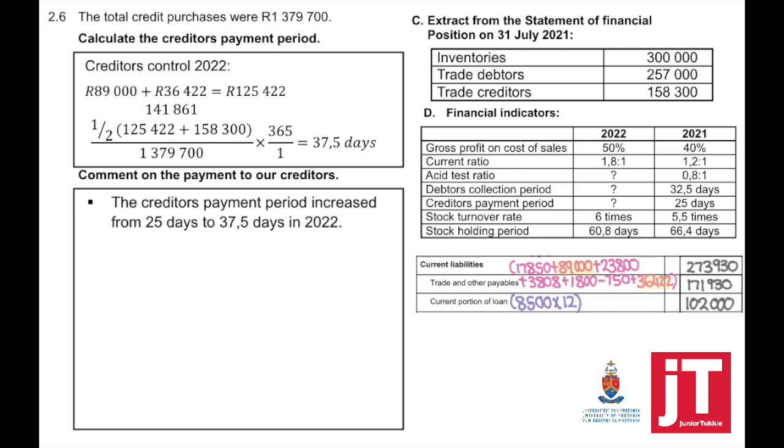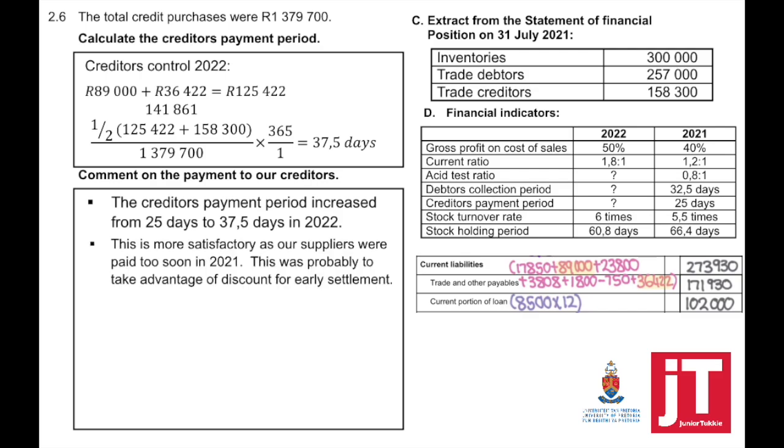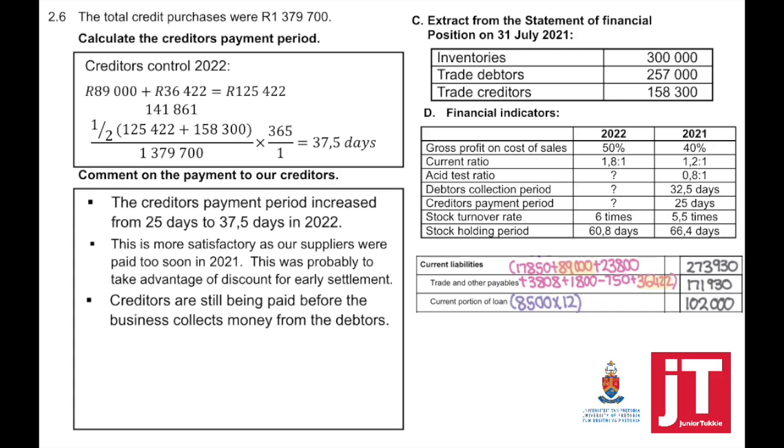So quote the figures and indicate the trend. Now you give your opinion. This is more satisfactory as our suppliers were paid too soon in 2021. This was probably to take advantage of discount for early settlement. And this is what I spoke about earlier when I said about the BFFs. If we just look at the creditors payment last year, we paid our suppliers before we got money in from our debtors.